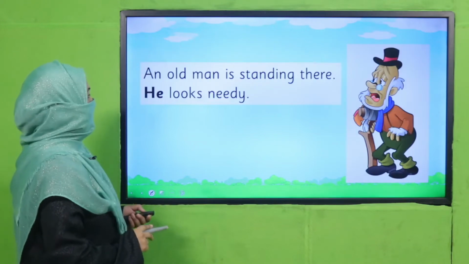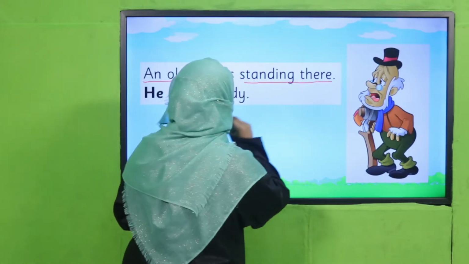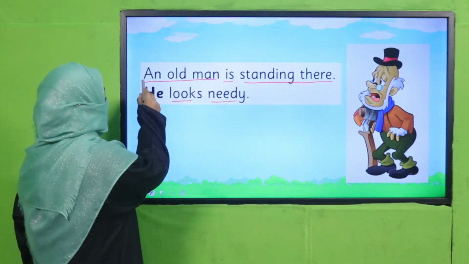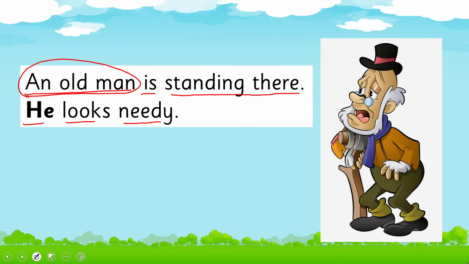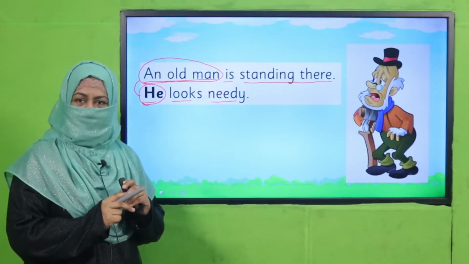Okay, next example is, an old man is standing there. He looks needy. Now you see an old man, it's a general naming word, right? And this he has replaced it. So he is substitution word for males, either it's general or particular, right?